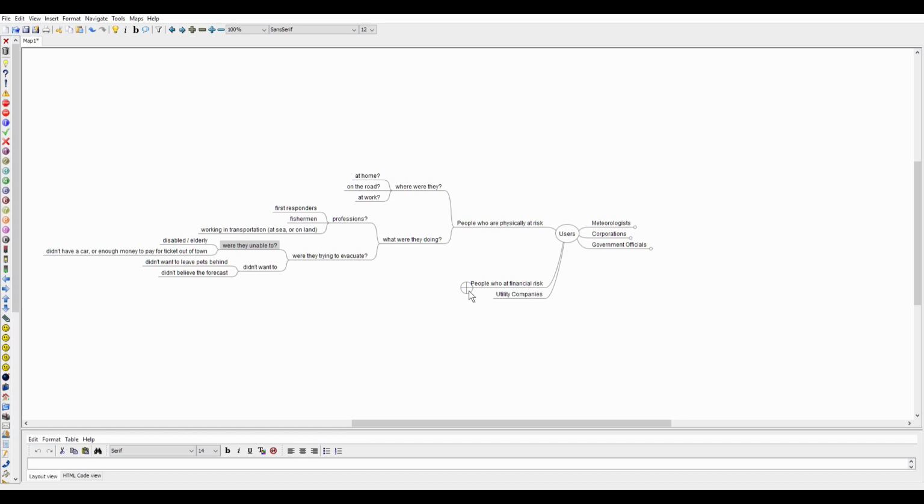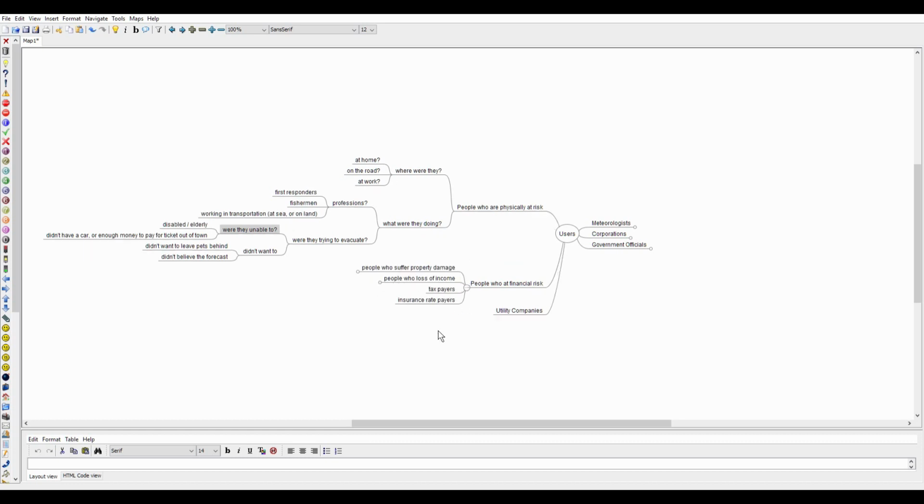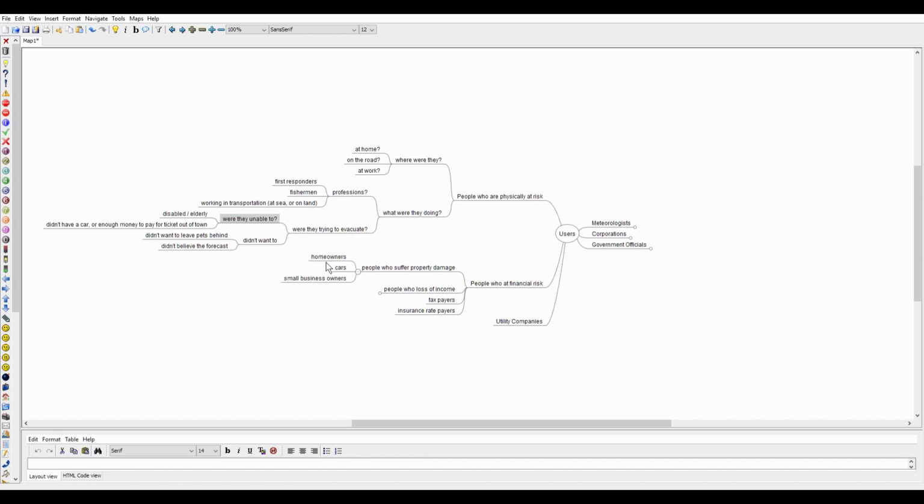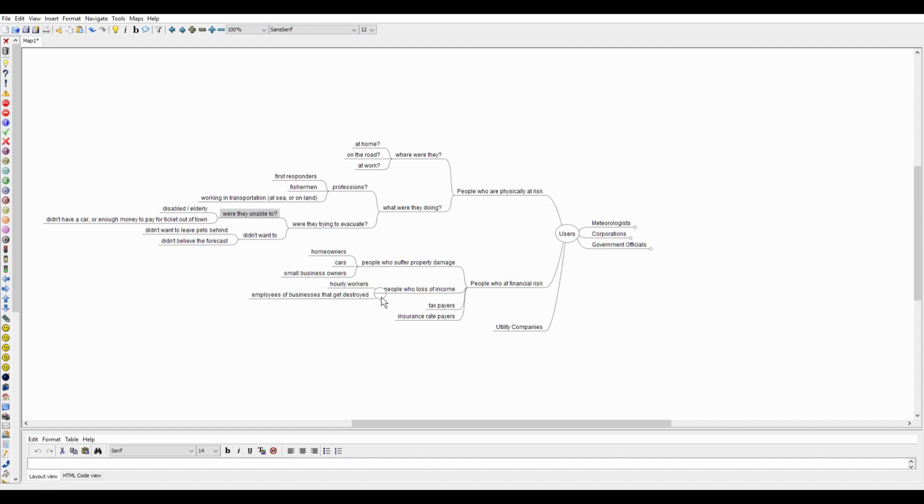So people at financial risk, there are a few categories I can think of here. People who would suffer property damage being the most obvious. Homeowners, people who own cars that are destroyed in flooding and whatnot, small business owners. But then there are a whole group of other people who are affected as well, people who lose income because of the storm. So hourly workers, if the stores are closed, they're not going to be able to go. Hourly and full-time employees at small businesses that were destroyed. So it's not just the owner of the company that is affected here, it's also the employees.